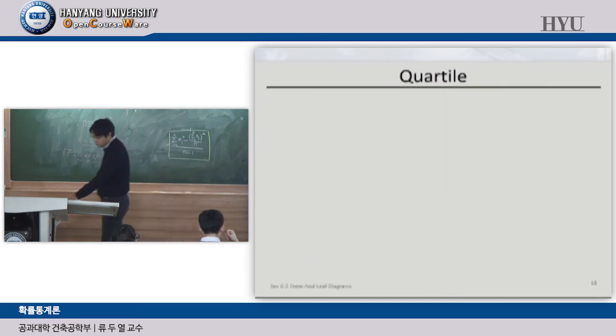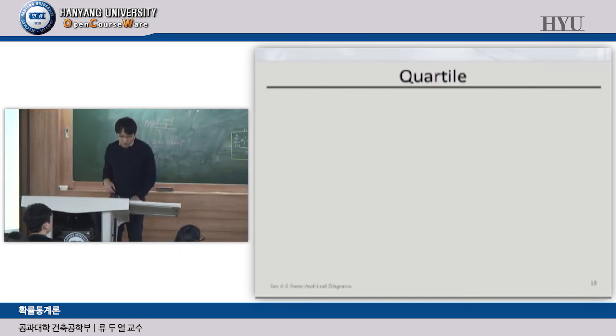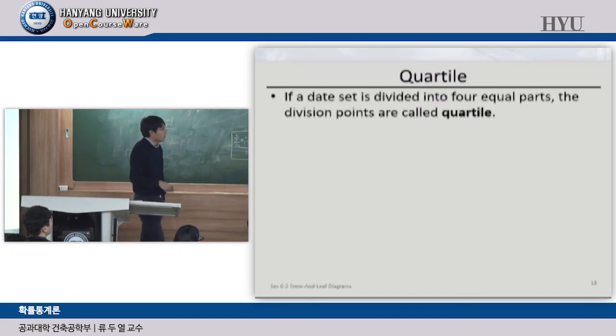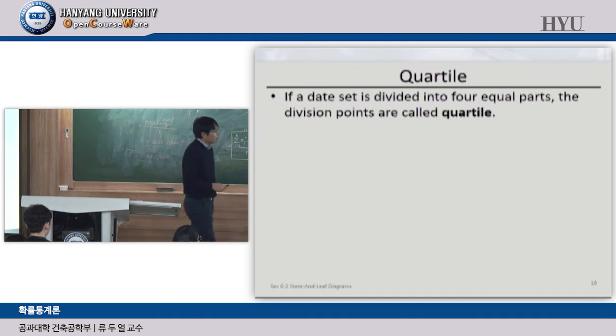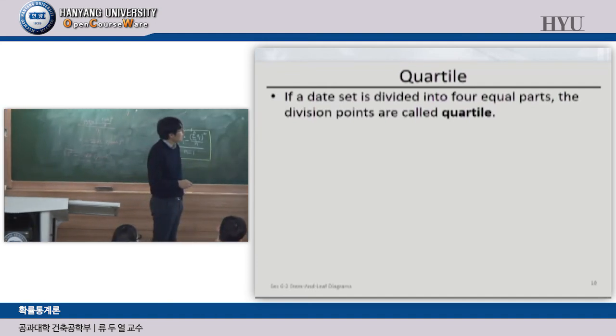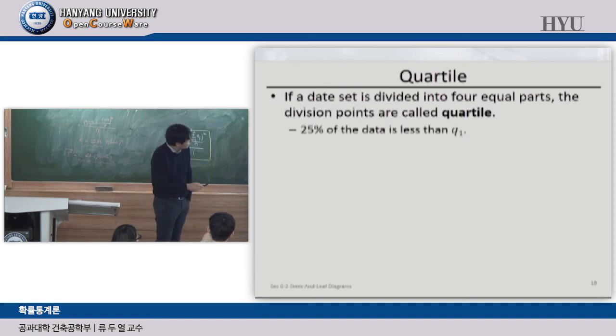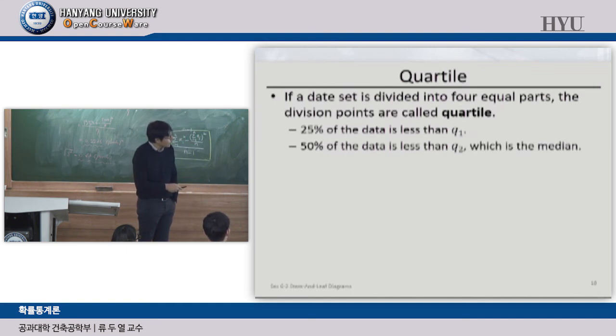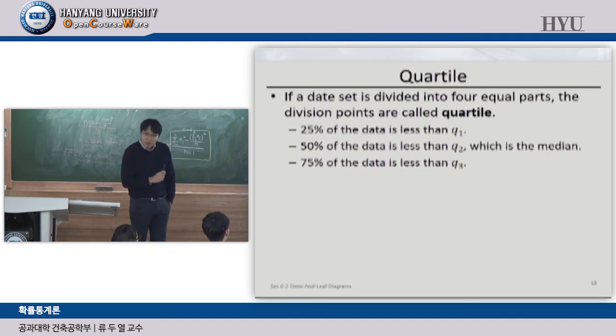And now we are going to discuss the quartiles. If a data set is divided into 4 equal parts, the division points are called the quartiles. Okay? And 25% of the data is less than Q1. That is the first quartile. And 50% of the data is less than Q2. That is the second quartile, which is the median. And 75% of the data is less than Q3. This is the third quartile.